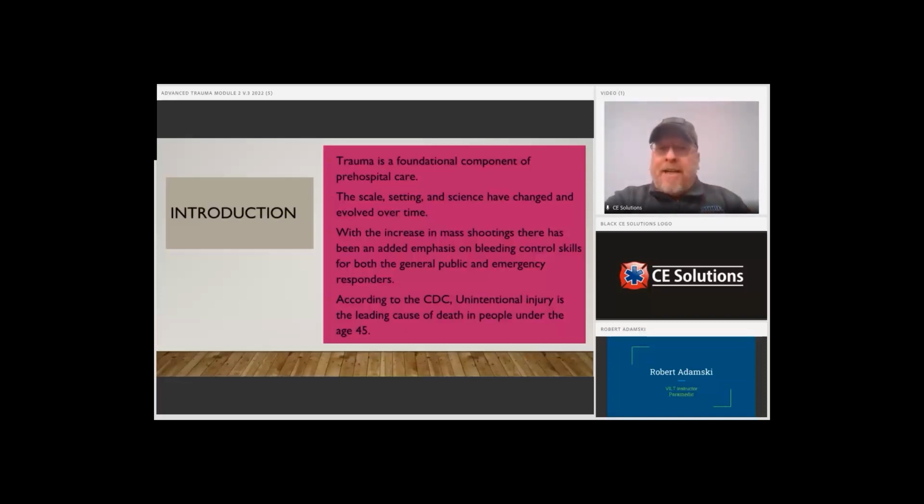And if you look at that last bullet point there, according to the CDC, or the Centers for Disease Control, unintentional injury or trauma is the leading cause of death for people under the age of 45. So therefore, the vast majority of our patients who are under the age of 45, if they are going to succumb to whatever malady they have, whatever the reason they called 911, it's going to be because of trauma. And therefore, knowing how to treat shock and hemorrhagic injuries in the field is of critical importance for EMS care providers.